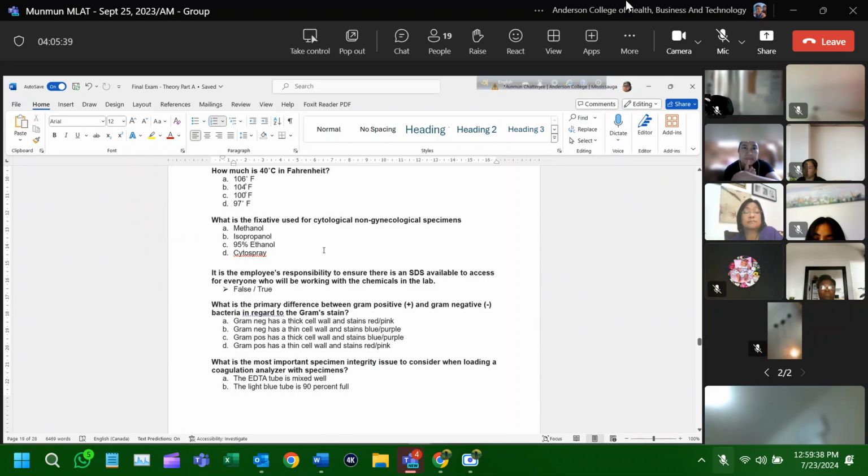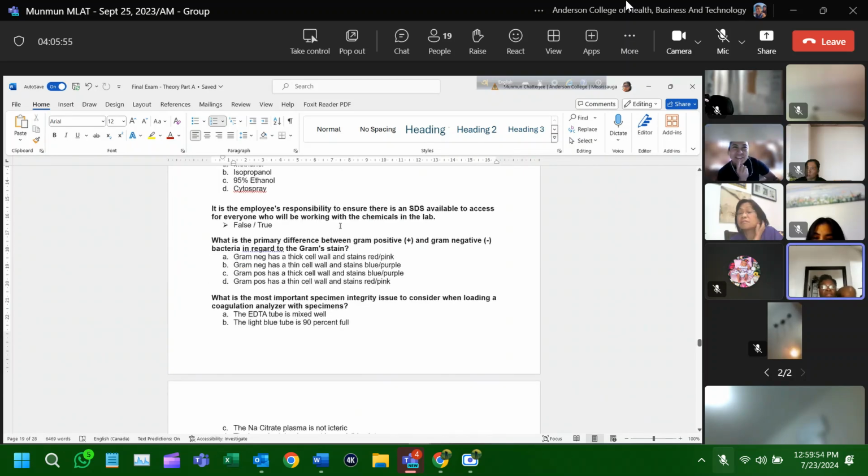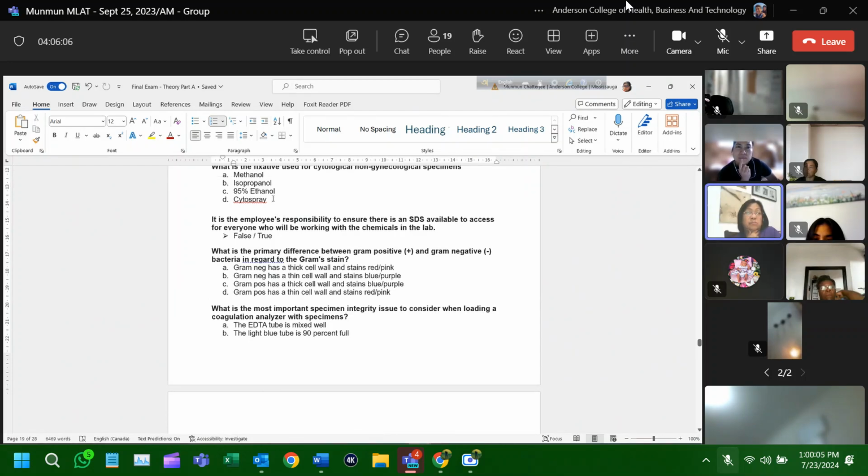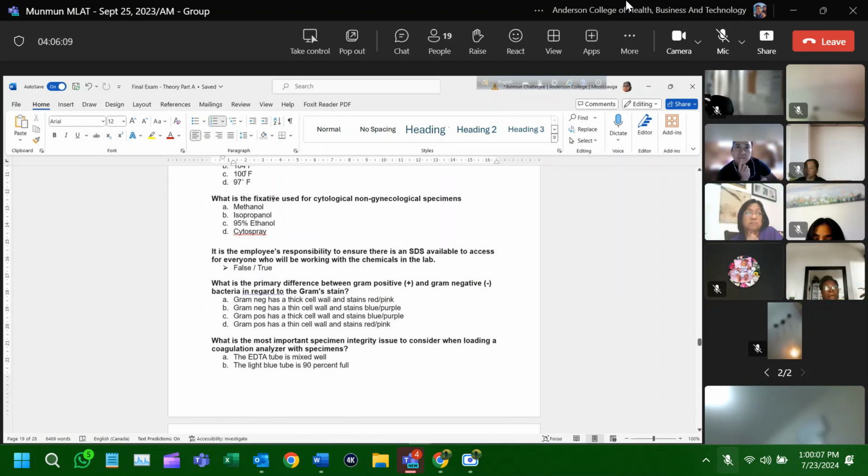What is the fixative used for cytological, non-gynecological specimen? Cytospray. I guess so. No, it is, miss. I read that. But the 95% ethanol is the basic cytologist fixative. So which one? But for scraping, it's the cytospray. We immediately fix it with the cytospray.